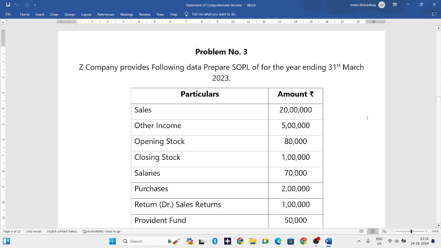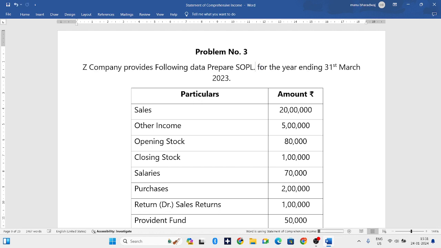In this particular video, we'll solve one more problem related to statement of profit and loss account. Z company provides following data. Prepare SOPL for the year ending 31st March 2023. So Z company has given the following data. We have to prepare SOPL for the year ending 31st March 2023.